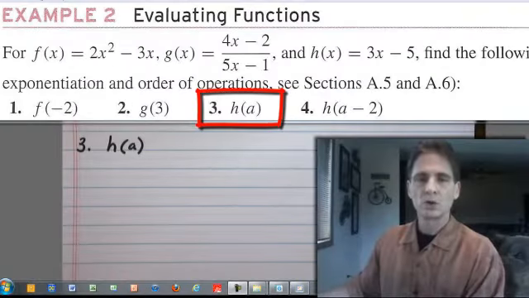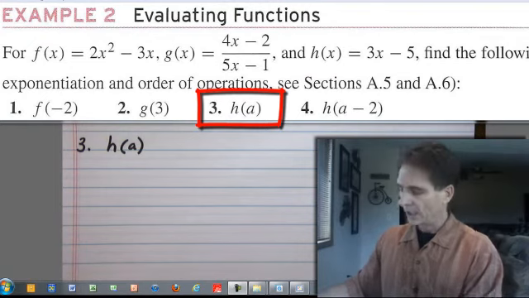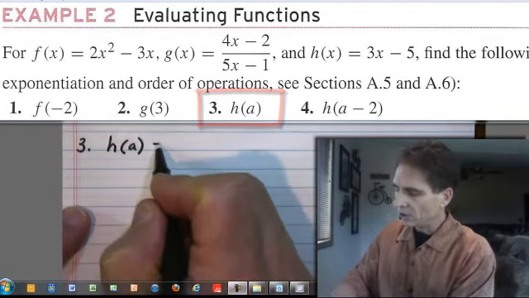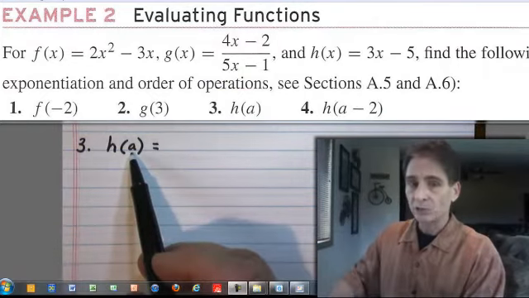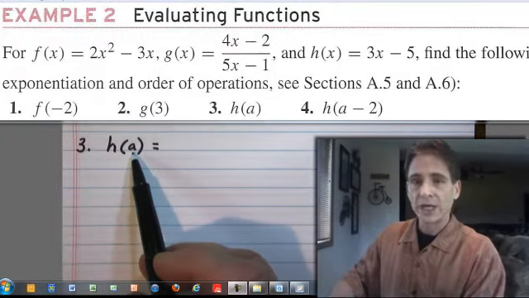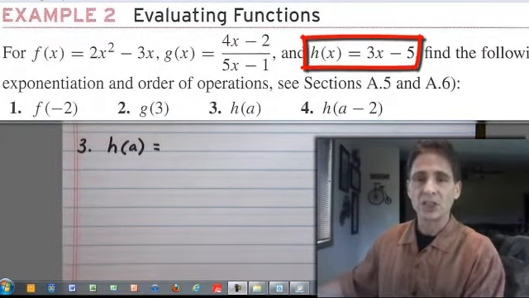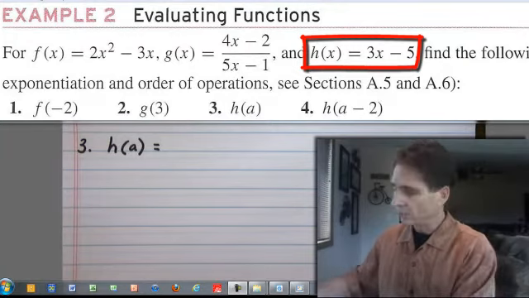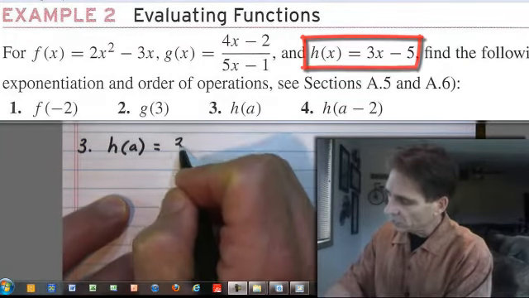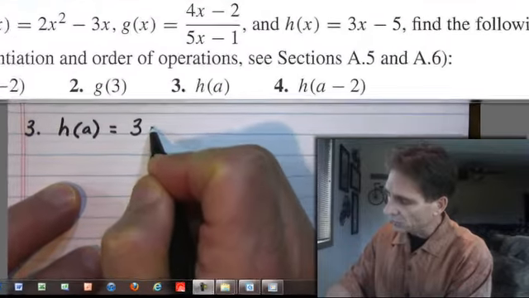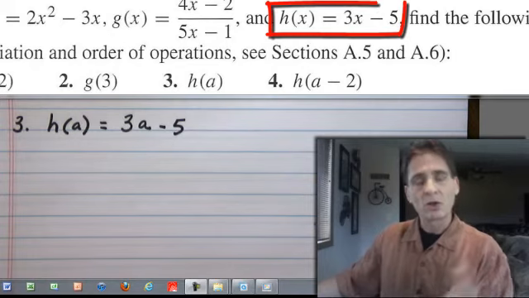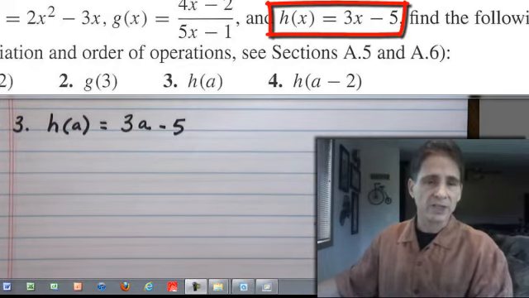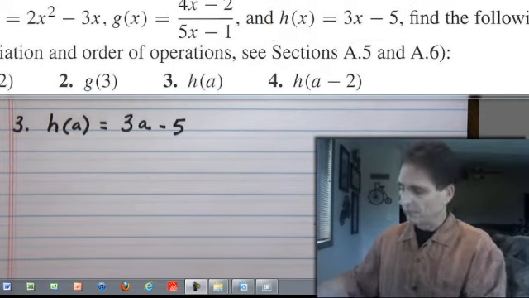Part 3 is asking us to find h of a, and this is no different, even though it seems a little confusing. We are simply substituting the a in for the x, so x equals a. So you can see up above that h of x equals 3x minus 5. So instead of 3x, I will substitute a in for x, which will make 3a minus 5. Turns out that's all you can do. That's simplified, and that's the answer. So h of a is equal to 3a minus 5.